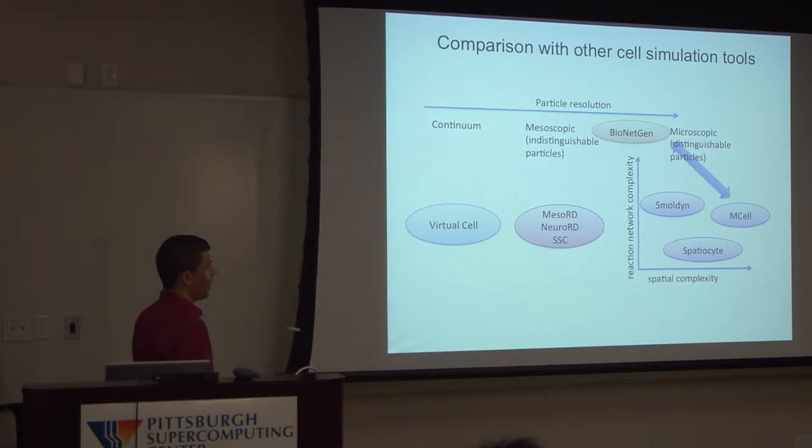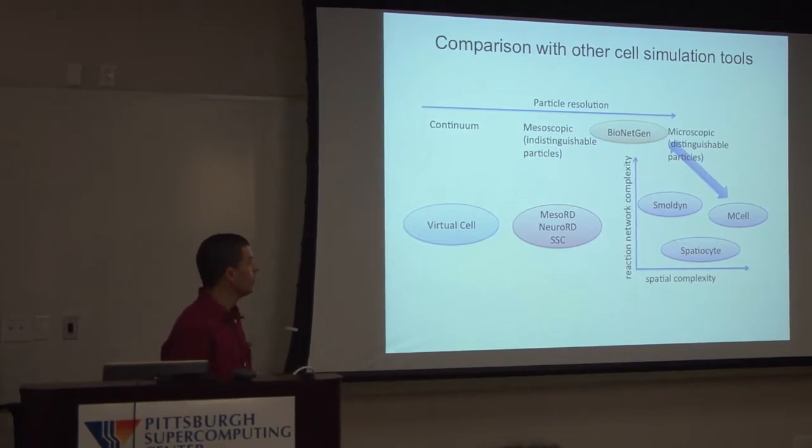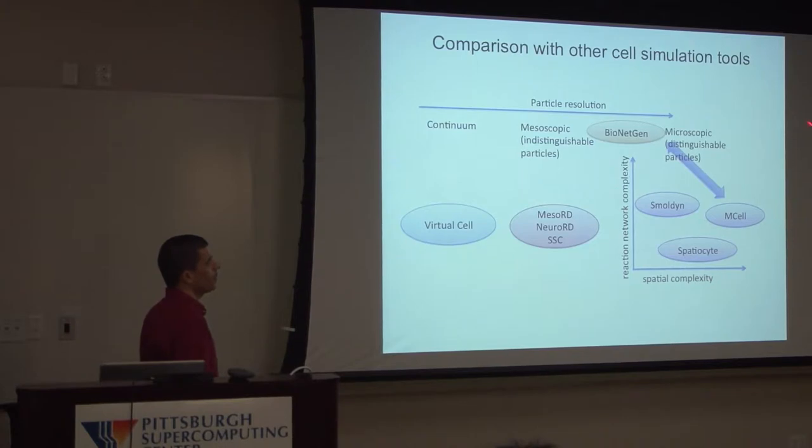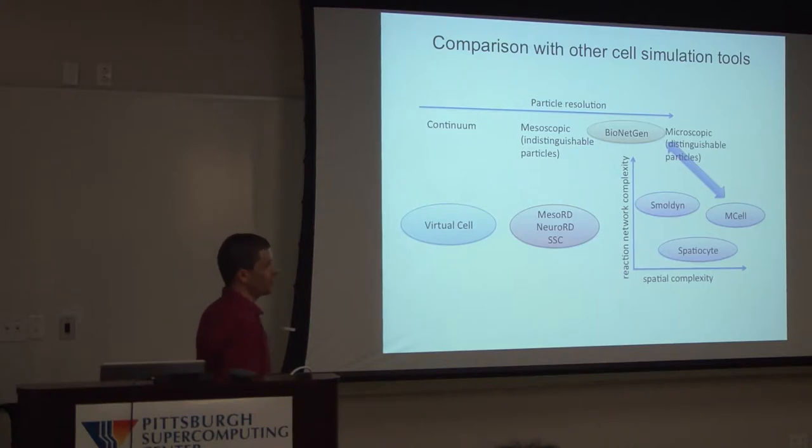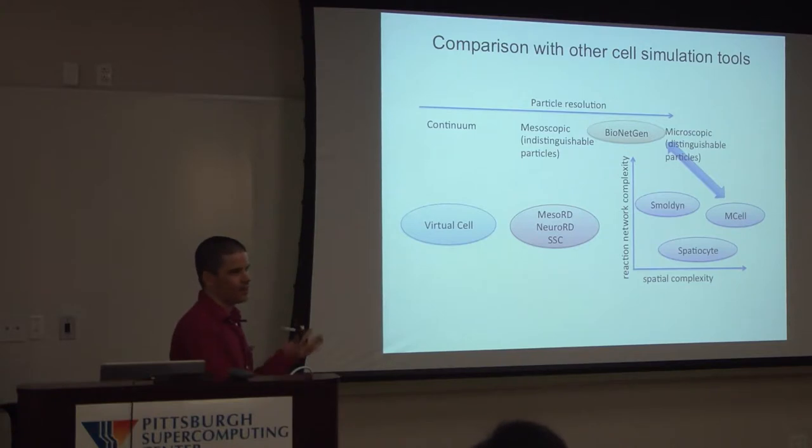This would be, for example, a tool called virtual cell. Then there's approaches that have particles, but they're not distinguishable. And then you have tools that deal with particles that are distinguishable. So they're fairly highly resolved at the particle level. And M-cell would be one of them. And M-cell is actually, among all the tools, and I'll come to this in my M-cell slides, probably among the ones that can deal best with systems that are spatially very complicated. And we'll come to this in a minute. So if you have something that has a complicated geometry at the cell or subcell level, M-cell is probably a very good tool for you to choose.